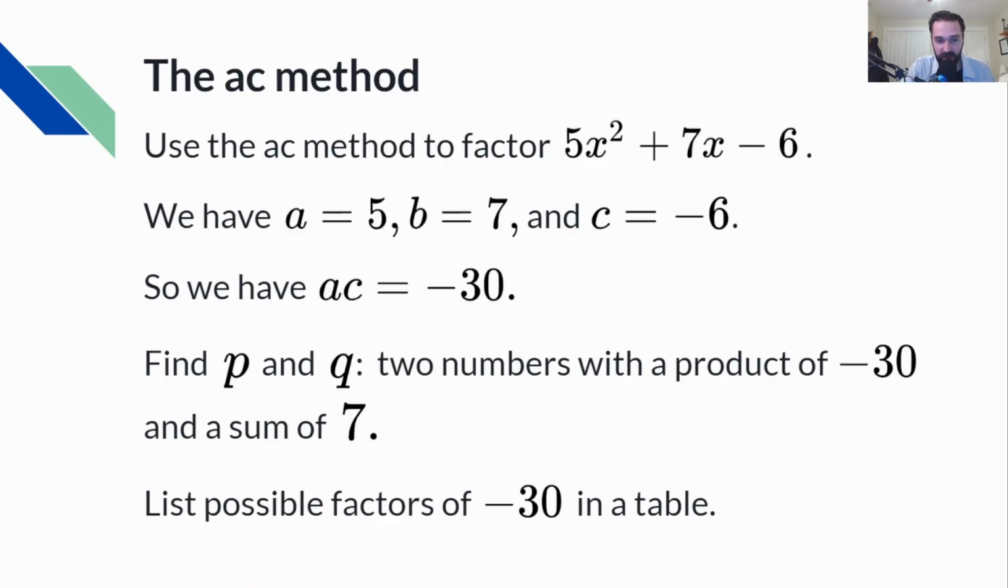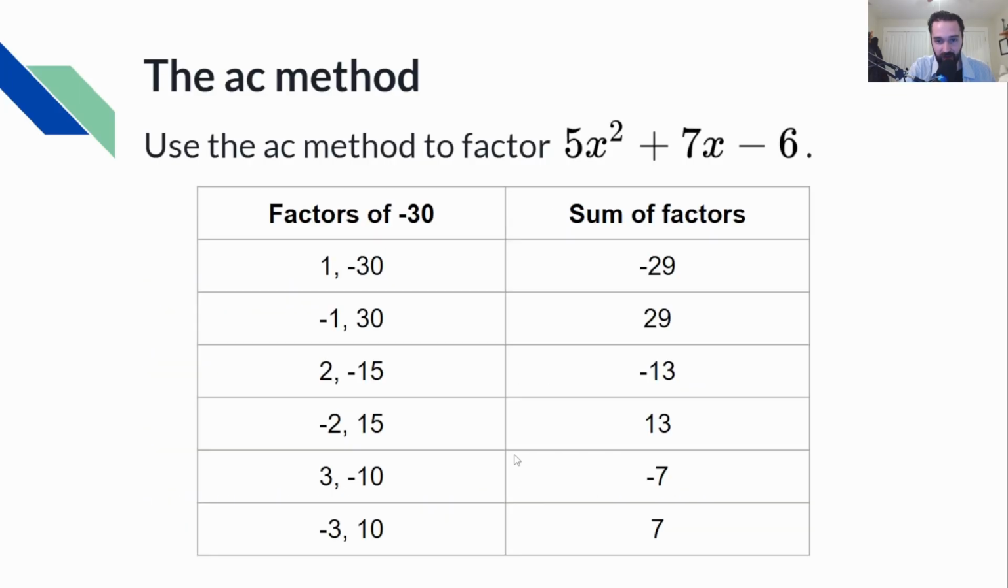To find those numbers, we need to list all the possible factors of negative 30. Let's do that in a table. These are all the possibilities: 1 times negative 30 is negative 30, negative 1 times 30 is negative 30. All of these multiply together to give negative 30. But the question is, which ones add together to give 7? We can spot it down here at the bottom of the table. Negative 3 and 10 add together to give 7. So we'll choose p equals negative 3 and q equals 10 for this example.